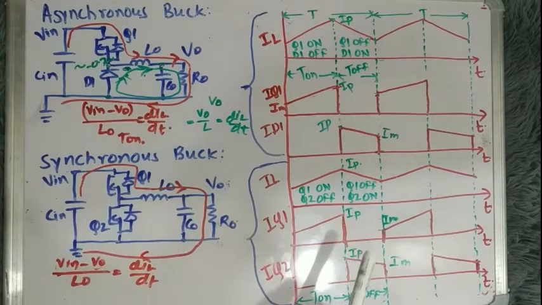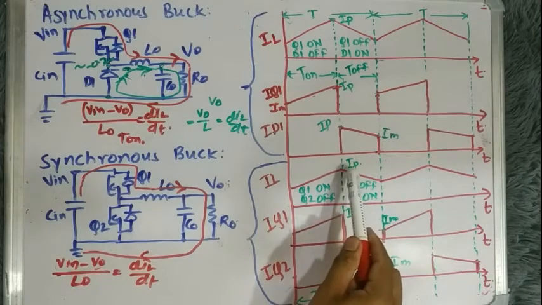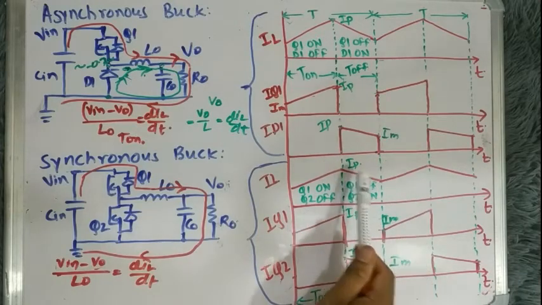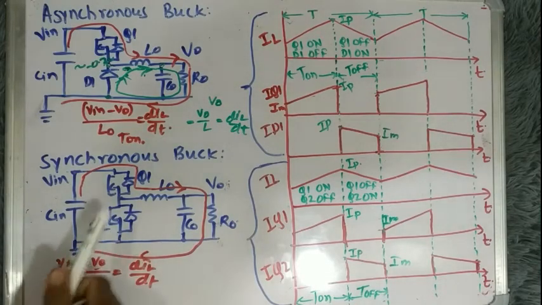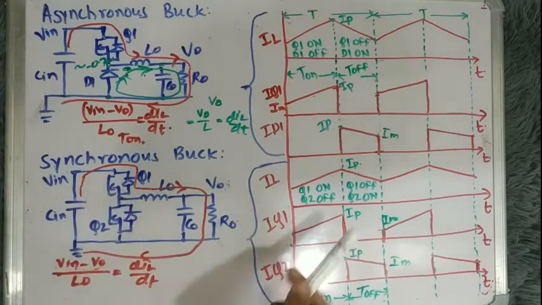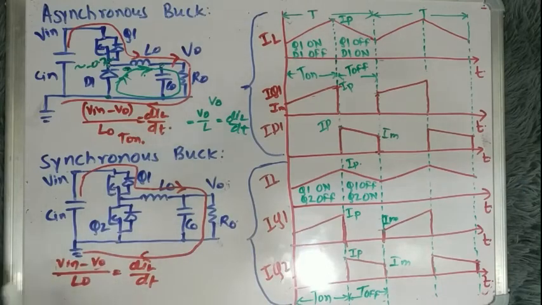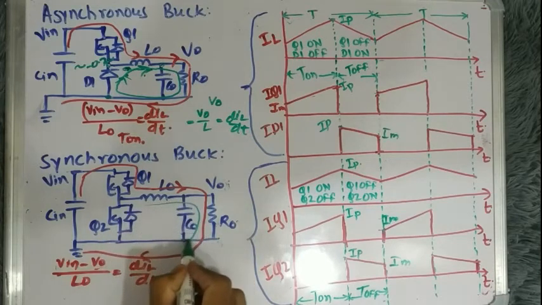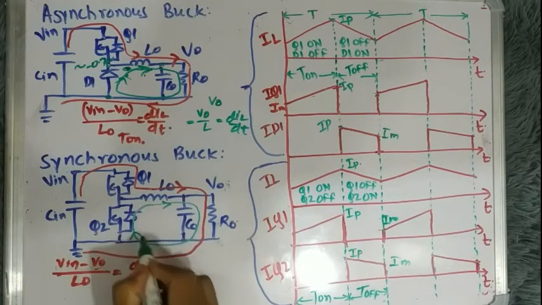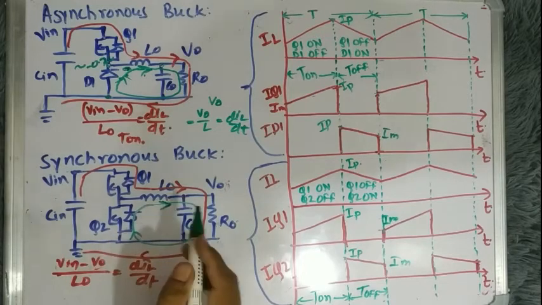Now what happens as soon as t on ends? The current has reached the peak value, which is Ip. Then again there is inductive energy stored in the inductor, right? So the inductor has to freewheel this energy. When Q1 turns off at the end of time t on, Q2 is turned on after some time delay, which is called dead time, and the inductor energy freewheels in this direction. This is the direction of the freewheeling energy.